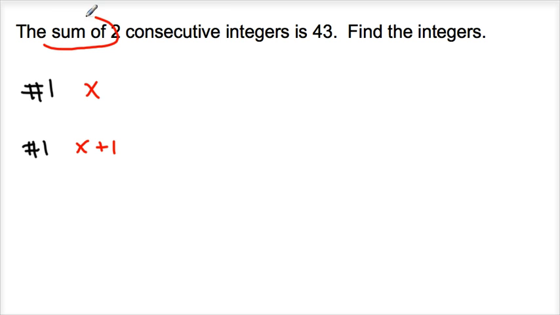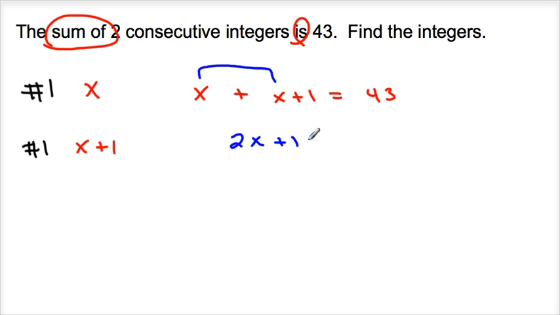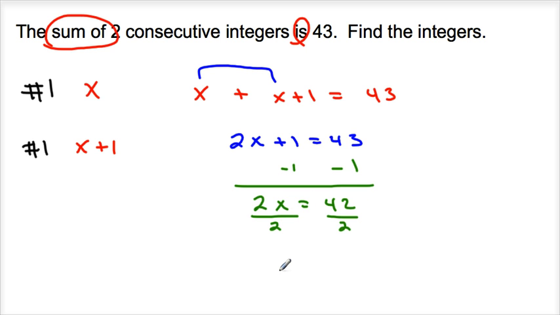This is the sum of two consecutive integers, so x plus x plus 1 is 43. Combine like terms: x plus x, 2x plus 1 equals 43. And now we have our simple two-step equation. Minus 1 on both sides: 2x equals 42. Divide both sides by 2, x equals 21. So my two integers are going to be 21 and 22. And if you notice, they are both consecutive integers, one right after the other. Let's take a look at another example.